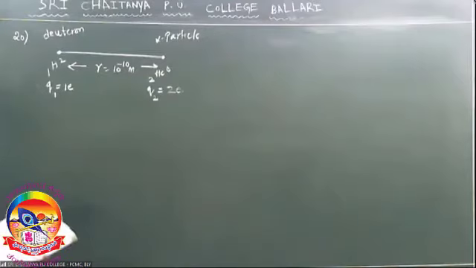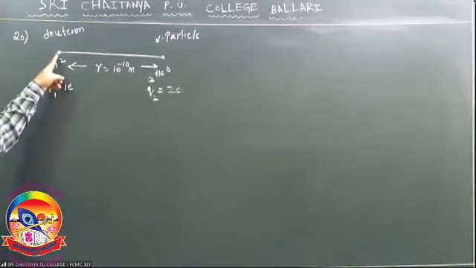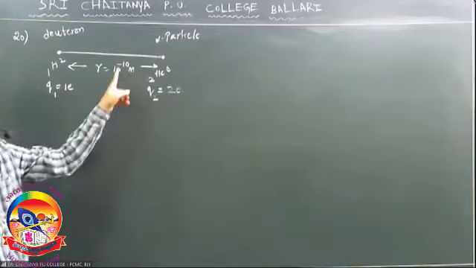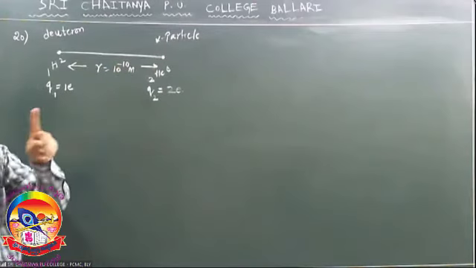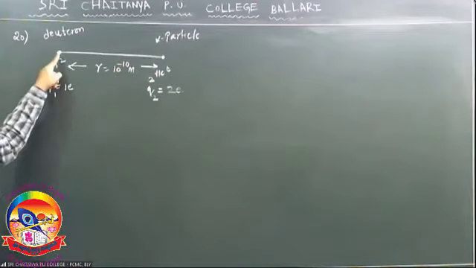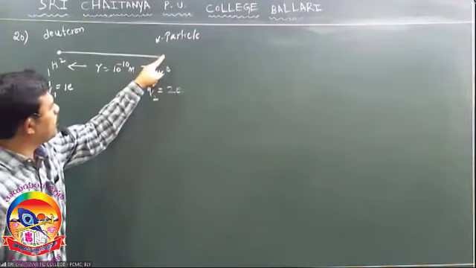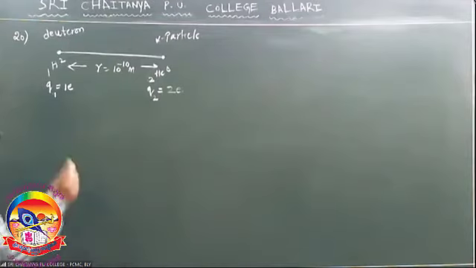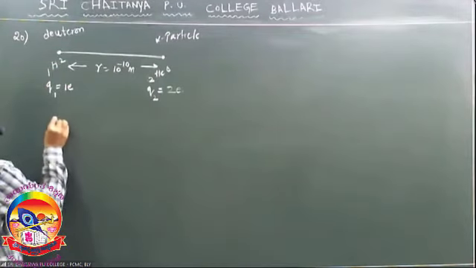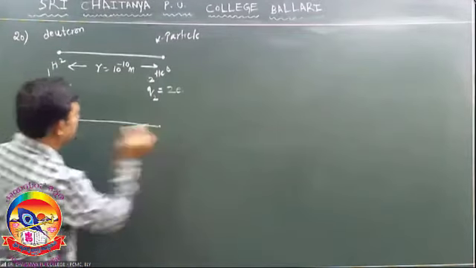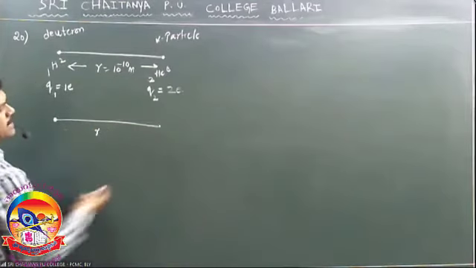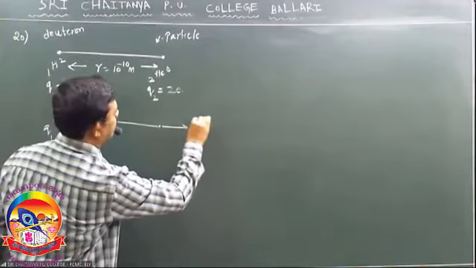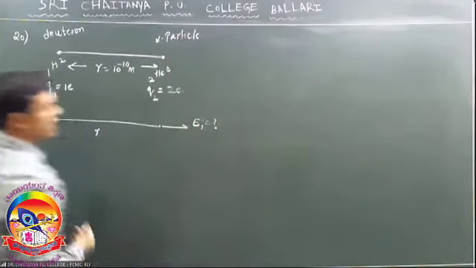This is the data given. Here is the deuteron, here is the alpha particle. They are separated by a distance of 10 to the power of minus 10 meter, 1 angstrom. Due to this deuteron and alpha particle, what is the intensity of electric field? See here, where is the alpha particle? At a distance r. Due to this Q1, what is the electric field here? This is what they are asking.